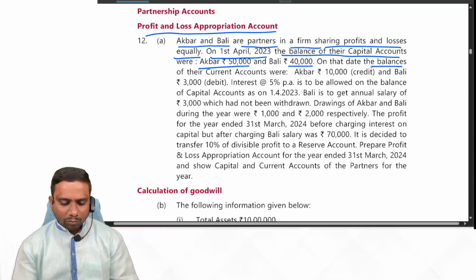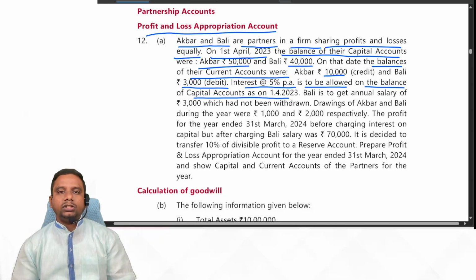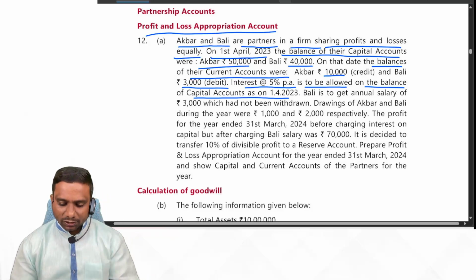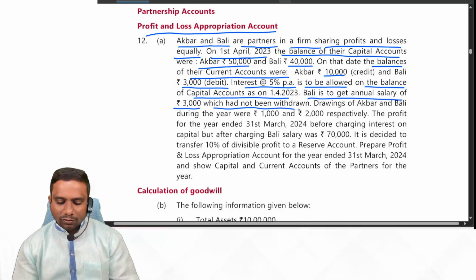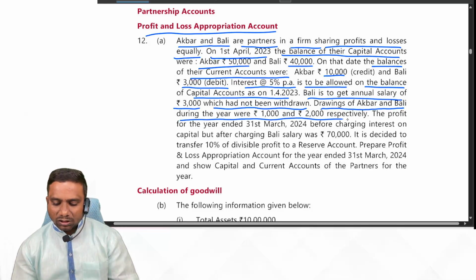On that date, the balances of their current accounts were Akbar 10,000 credit, Bali 3,000 debit. Interest at 5% per annum is to be allowed on the balance of capital accounts as on 1/4/2023, the opening balances. That means they are following the fixed capital method, students. Bali is to get an annual salary of 3,000 which had not been withdrawn. Drawings of Akbar and Bali during the year were 1,000 and 2,000 respectively.